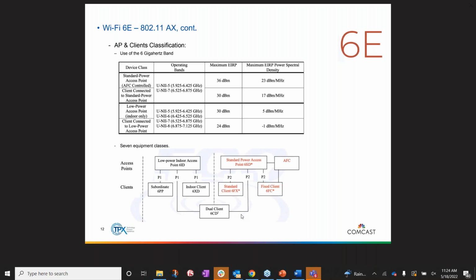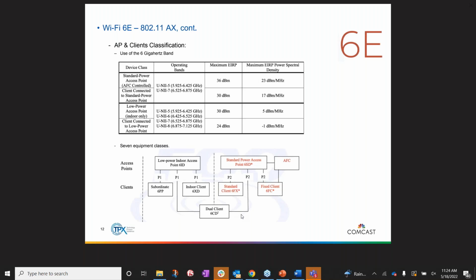And a fixed client is a special type of client that is placed at the customer premises equipment, and that is permanently attached to a structure. Here this fixed client must connect to AFC and a standard power access point. Even the same client has to register on its own to a database. We'll talk about what the database is in the next slide. It has to give its geolocation, at what power level it is operating, and what the antenna coverage is. All these details have to be provided to the AFC, and then it can come to the standard-based access point.